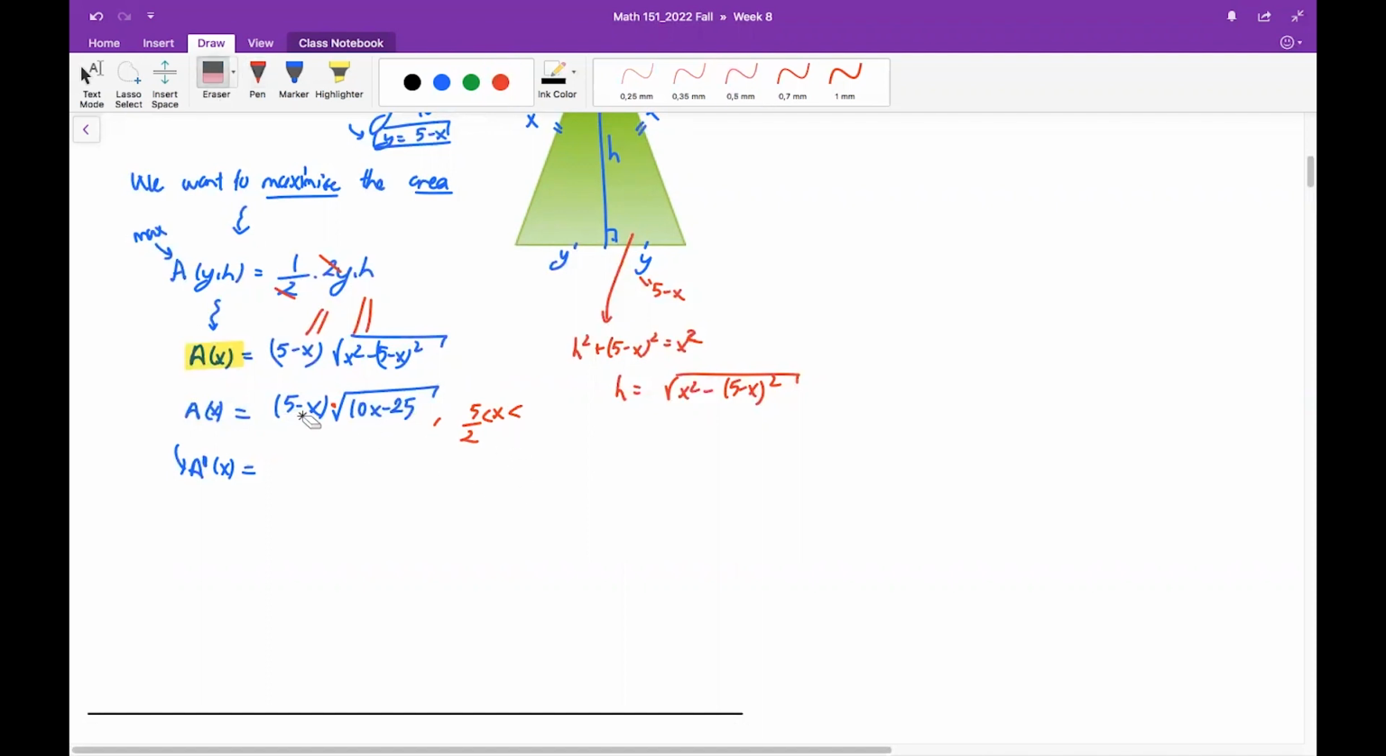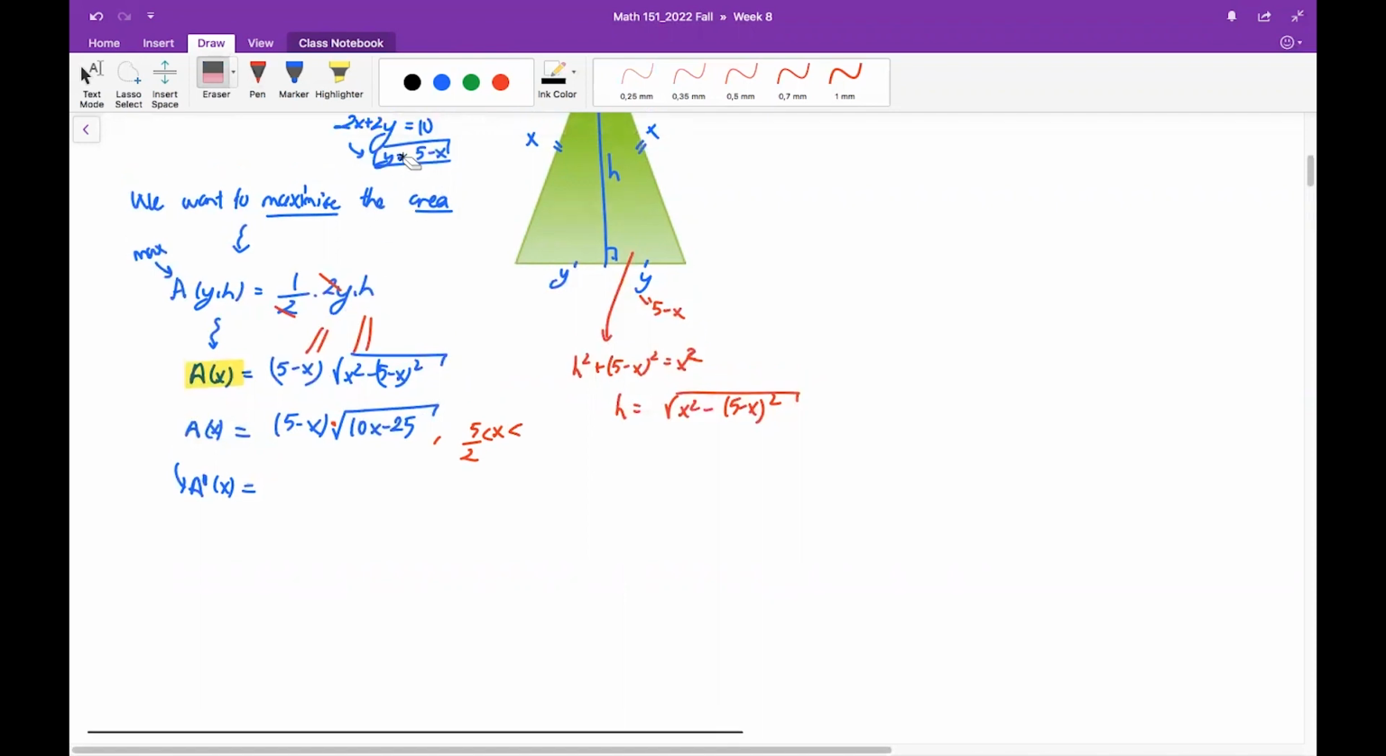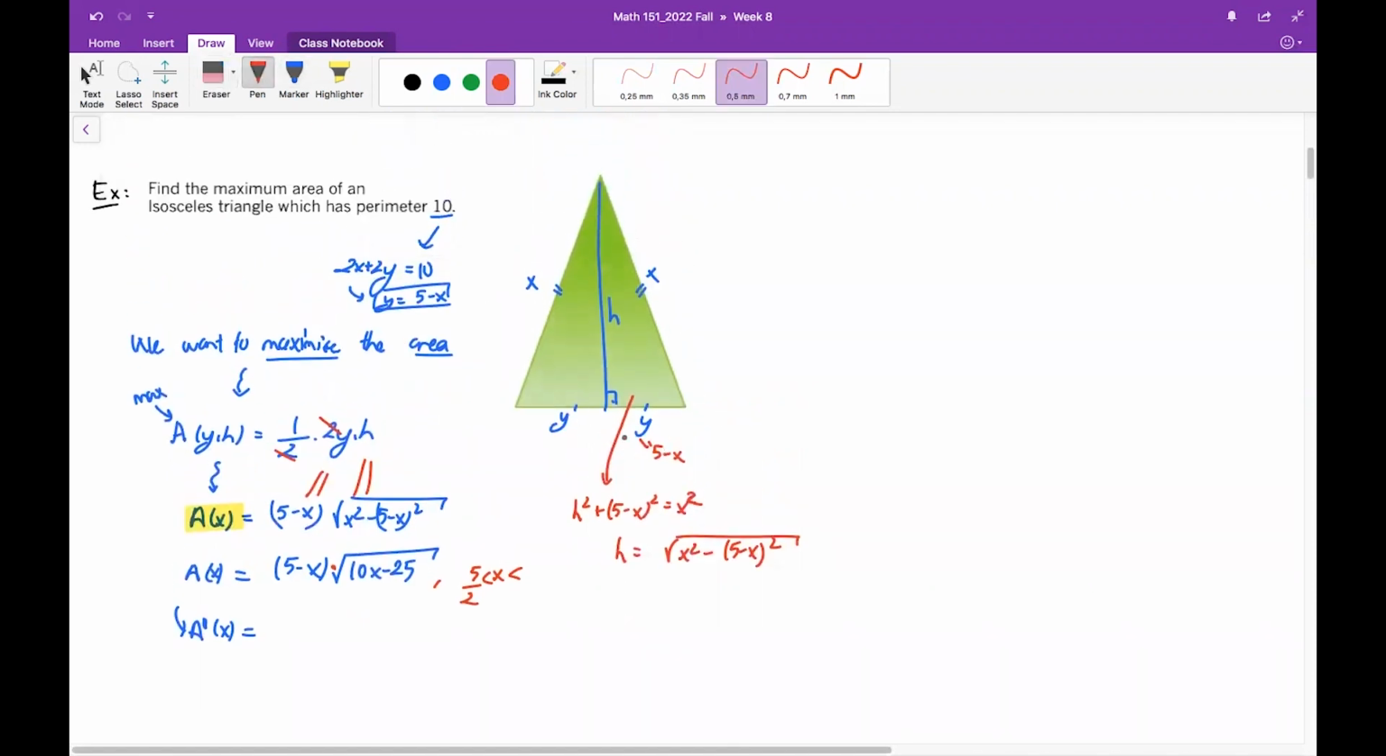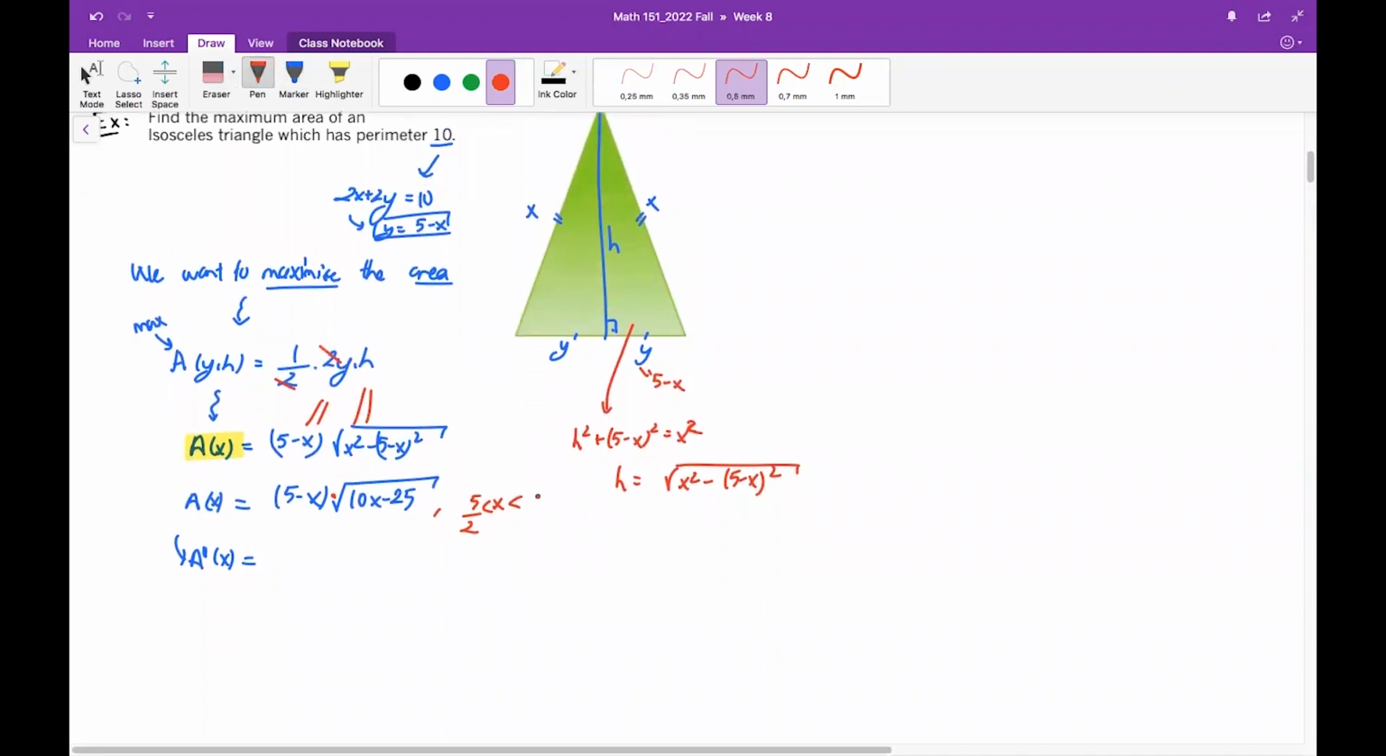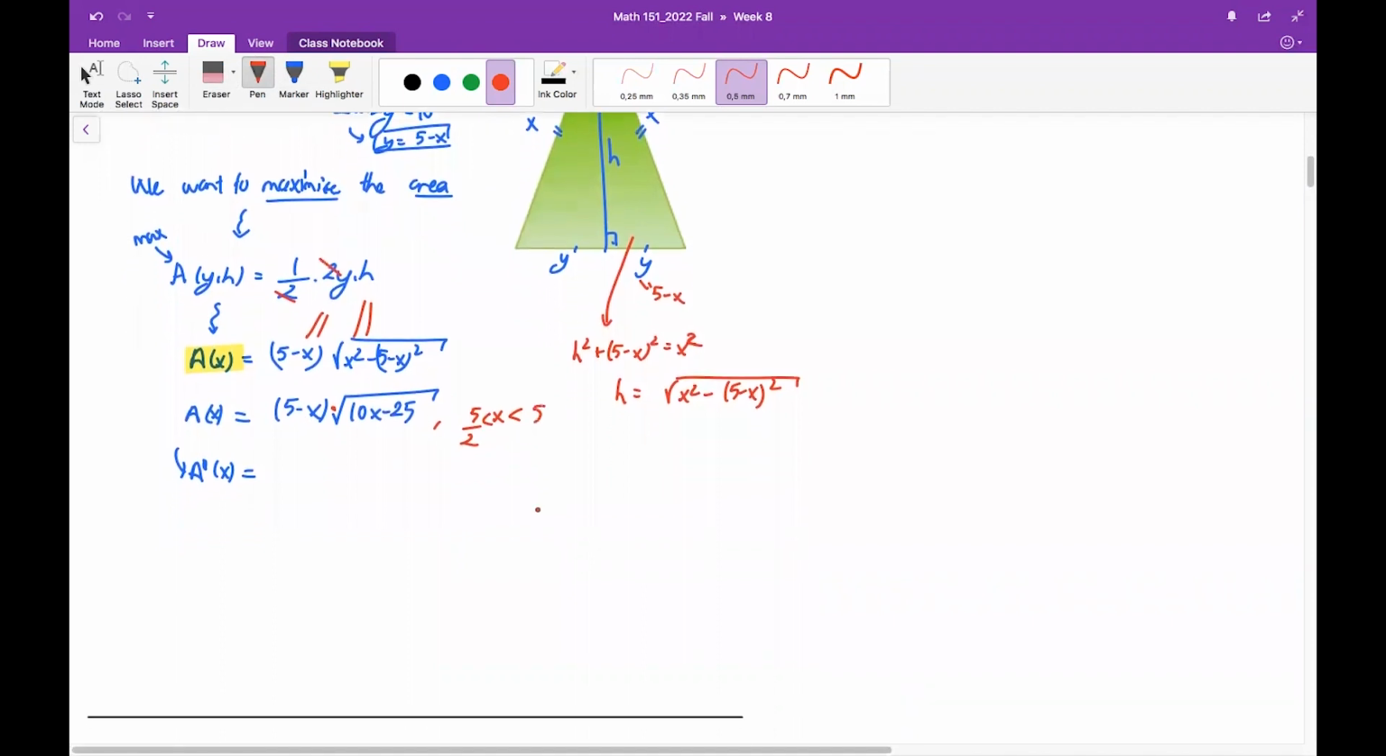And here, of course, 5 minus x is the variable y, and y also cannot be negative. That's why x can be at most 5. You see, that's how you should decide boundaries for your unknown variable. And now we are ready to take its derivative. We want to find the absolute maximum value of this area function over this interval.